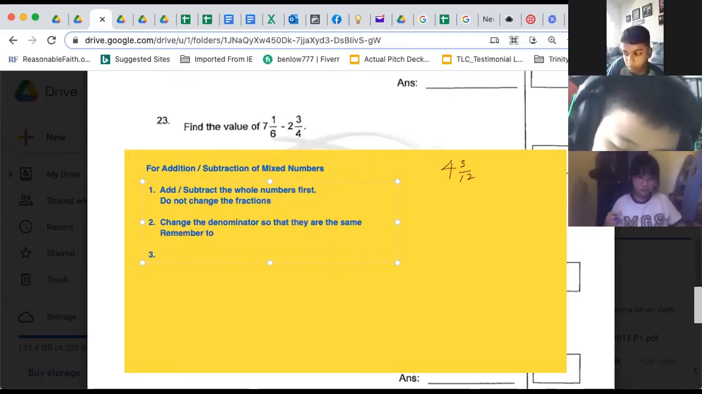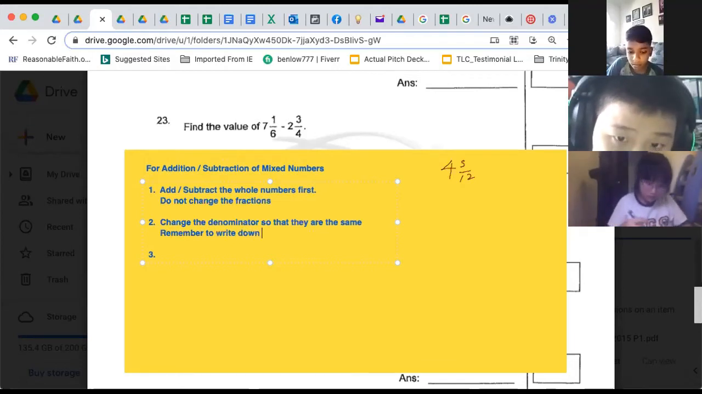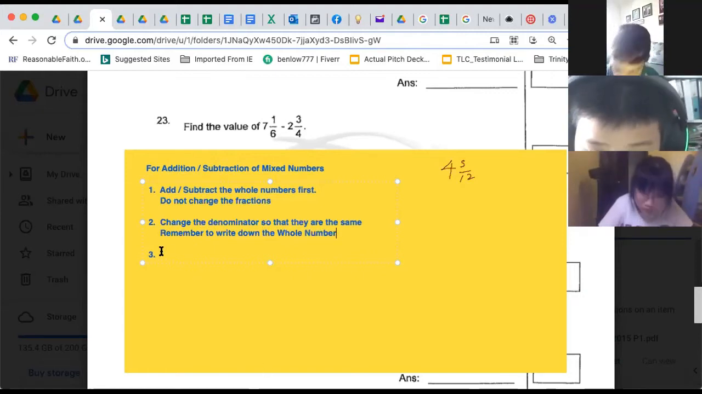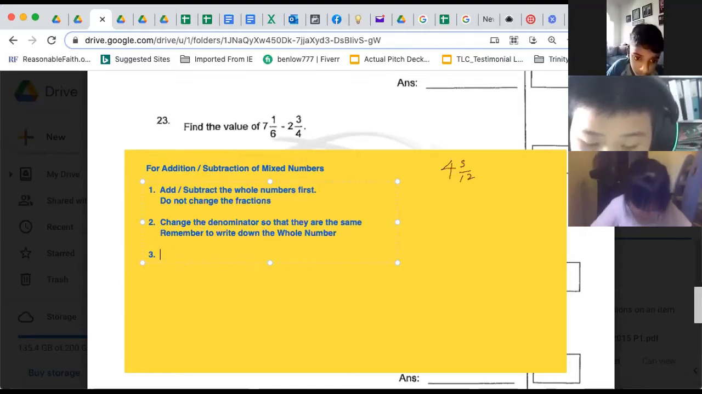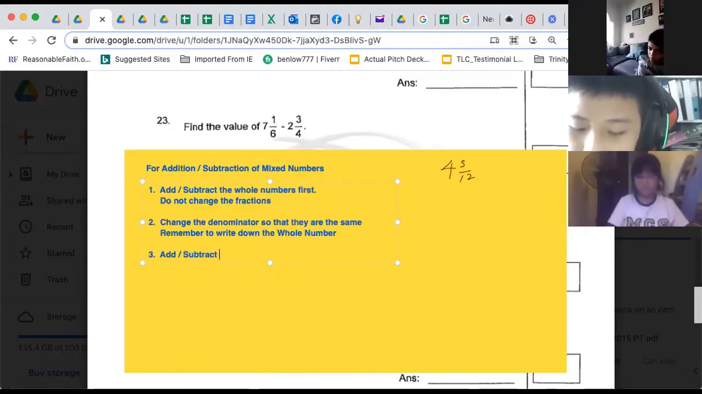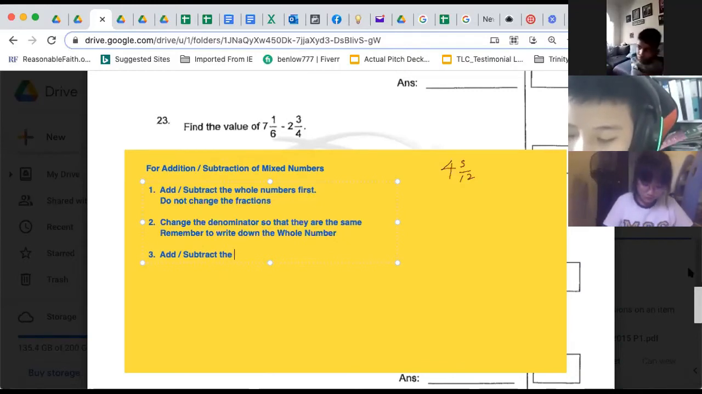Remember to write down the whole number. I know that sometimes you don't write the whole number here. Number 3. Add or subtract the, okay, no. Number 3 should be for subtraction.